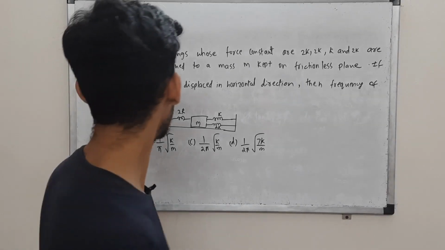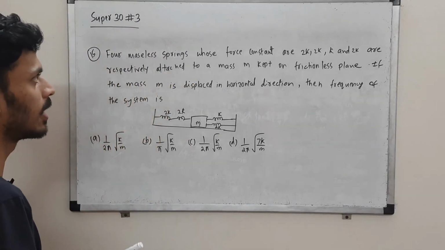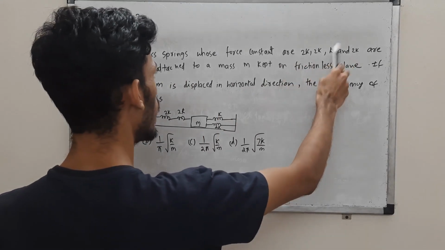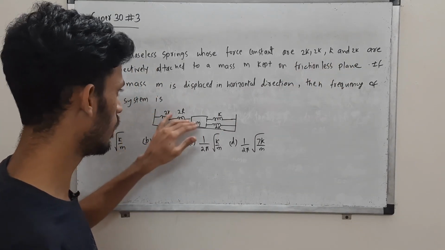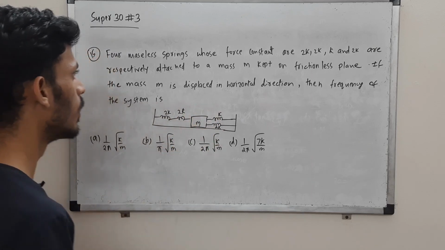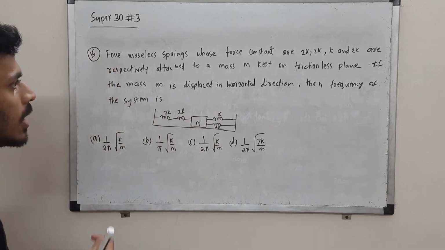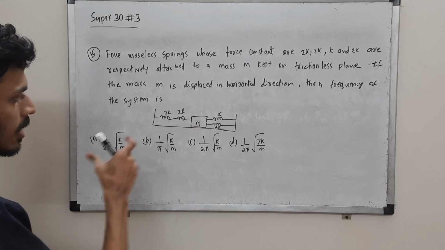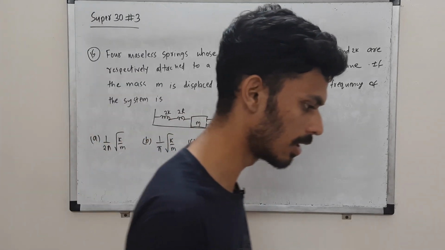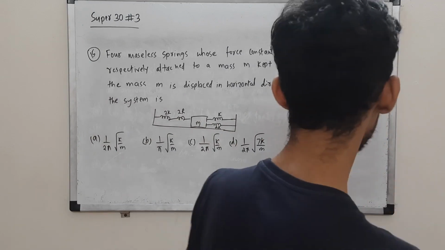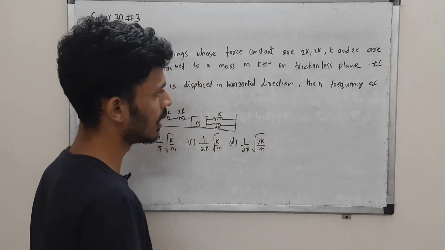Let's come to question 15. Here we have 4 massless springs which have force constants 2k, 2k, k and 2k. They are arranged as shown: 2k, 2k, mass m, k and 2k. The mass is kept on a frictionless plane and it is displaced slightly in the horizontal direction. Then it will oscillate with a certain time period, or certain frequency. You are supposed to tell what is the frequency of that system.